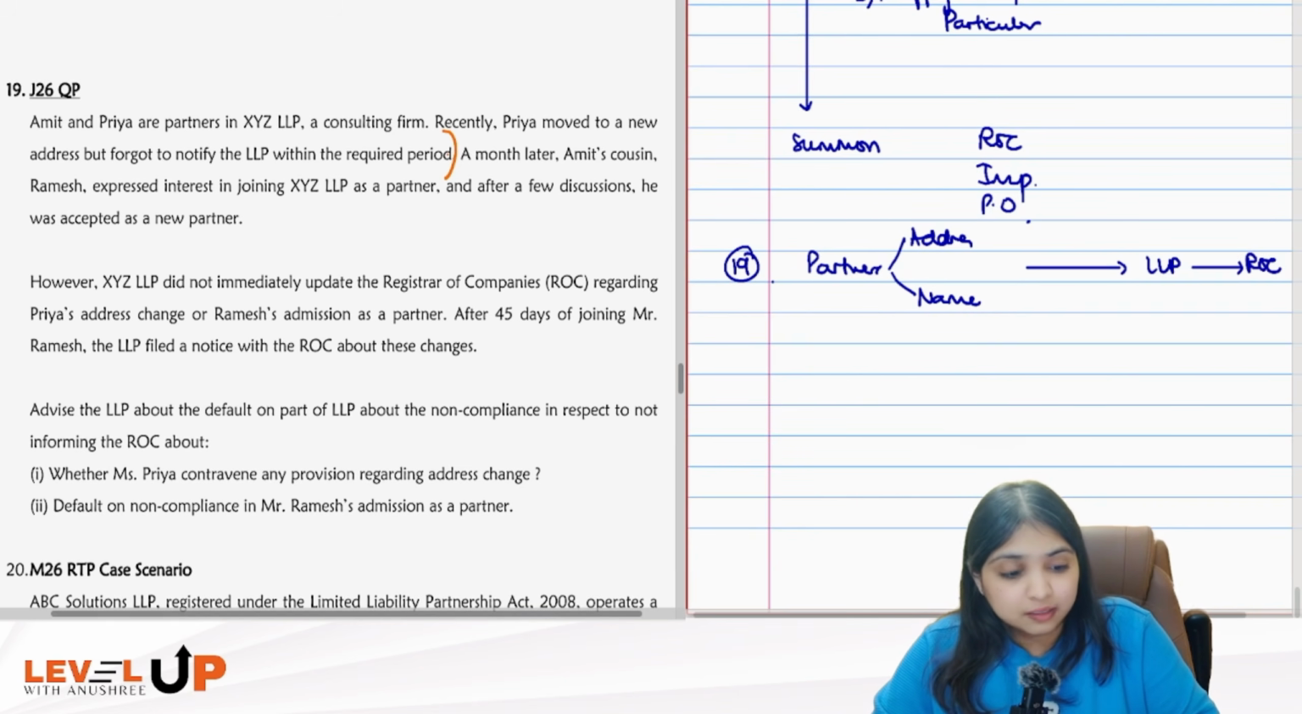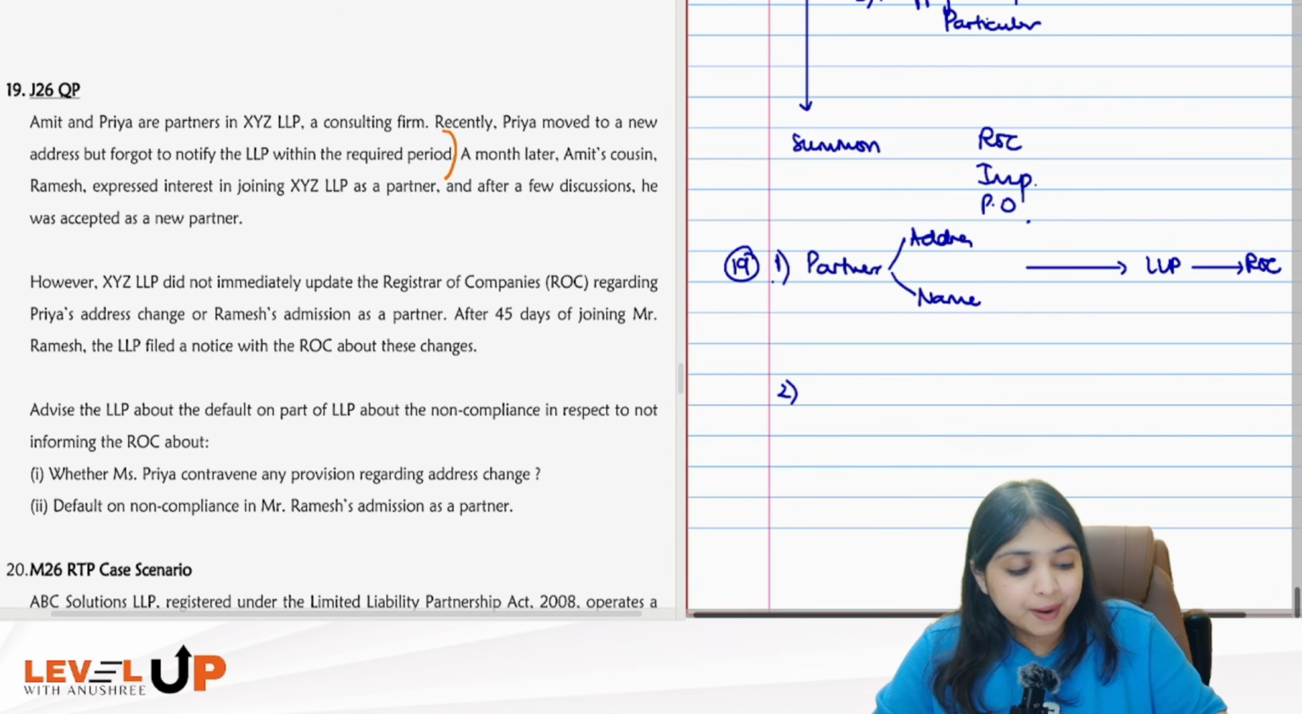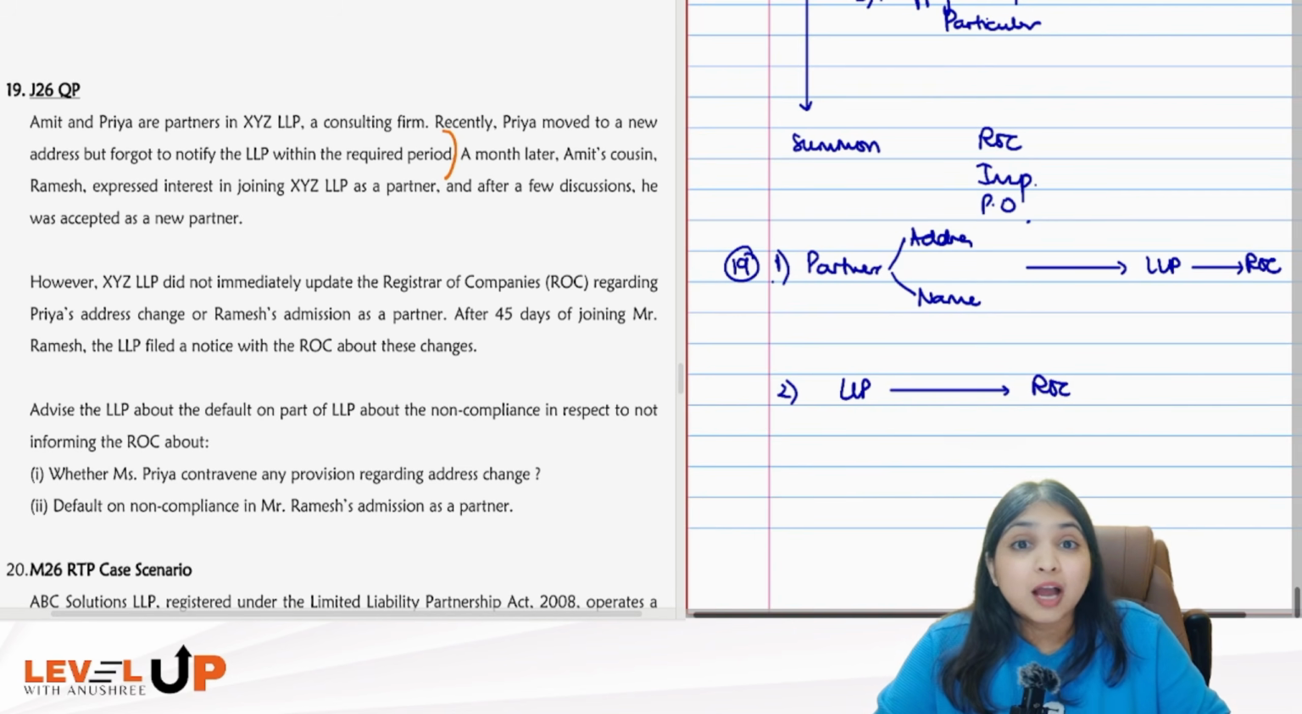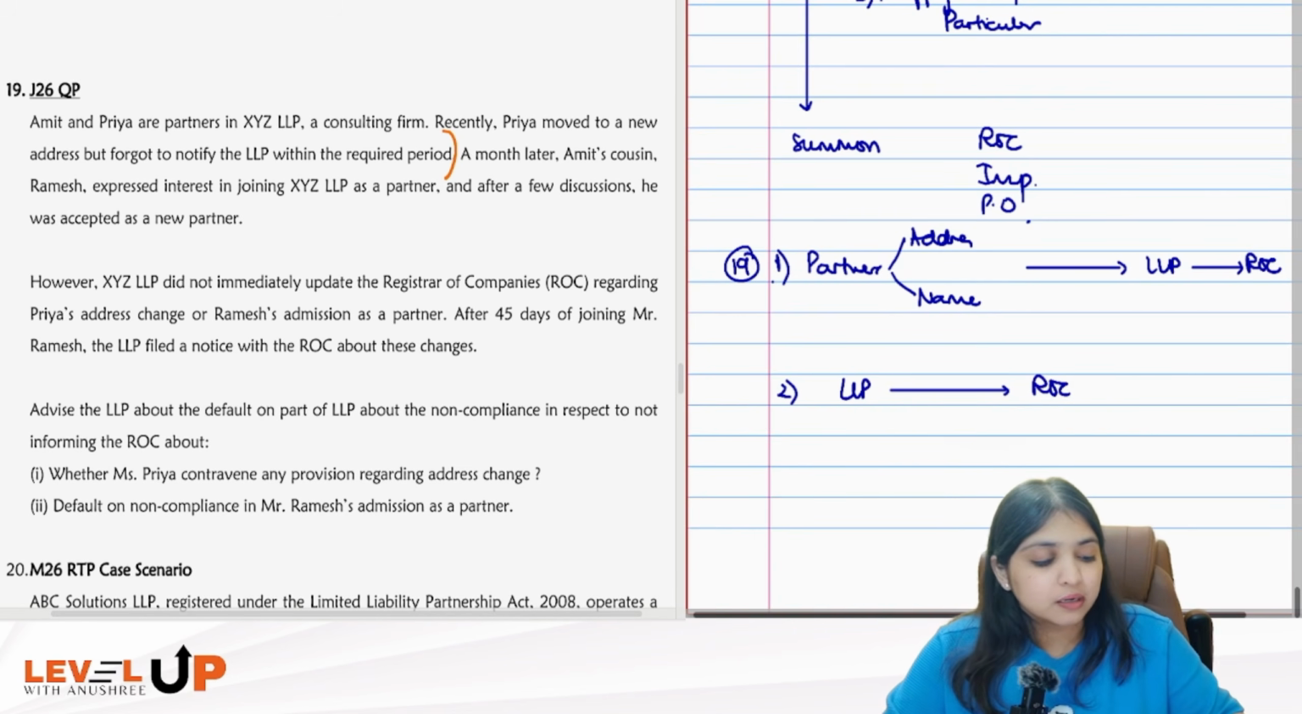Then a month later, Amit's cousin Ramesh expressed interest in joining the LLP as a partner. So a new partner is joining the LLP. Whenever a new partner joins the LLP, again LLP has to inform ROC about the particulars of this new partner along with the written consent of this new partner. LLP has to give it to the ROC within 30 days of appointment of the new partner.